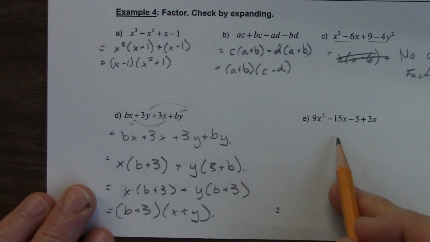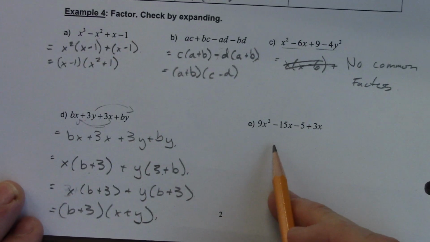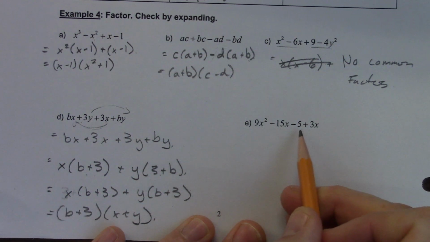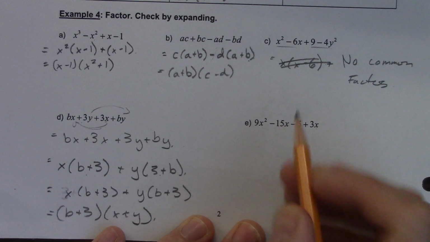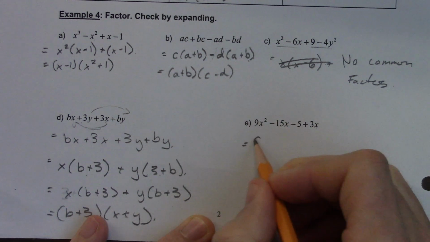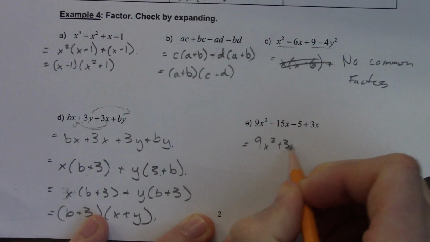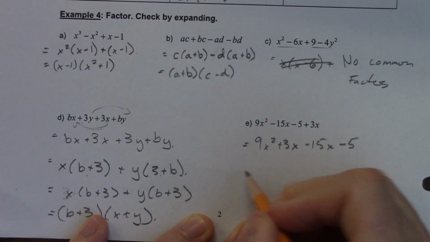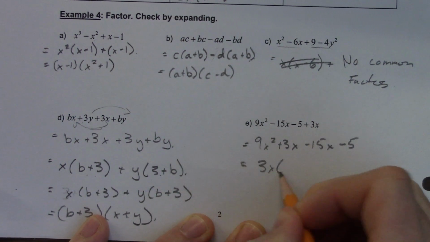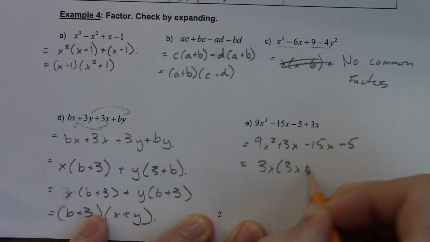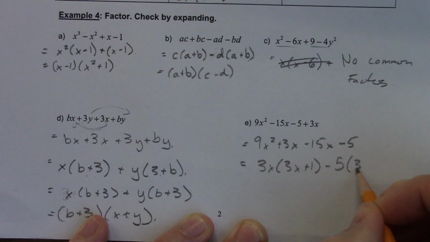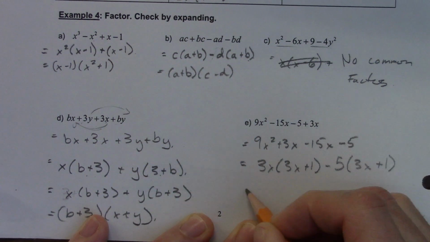Okay, last one. Here we can rearrange, put the 3 with the 9, I think makes more sense. And then I leave my negative 15x minus 5. We're going to say 3x is common. I'm left with 3x plus 1. Here, minus 5 is common, and you get 3x plus 1.